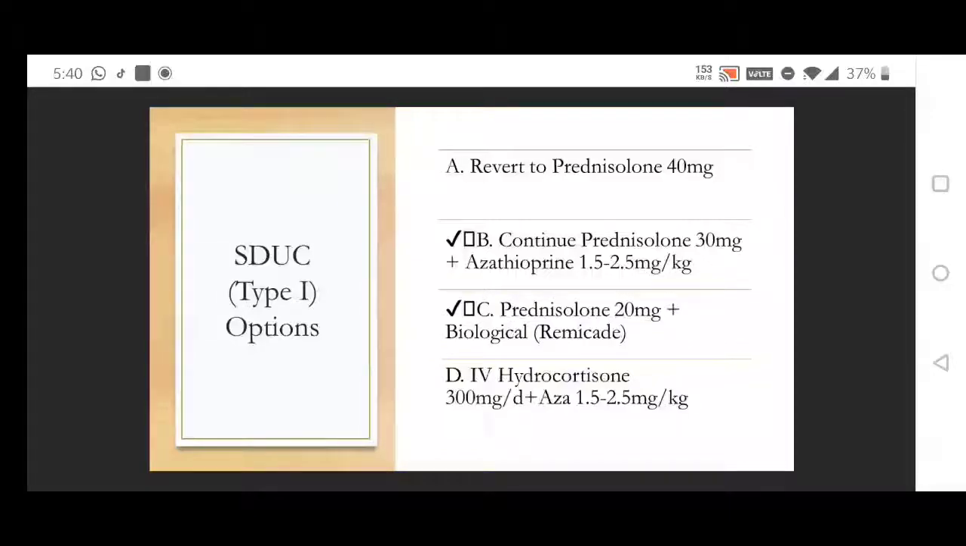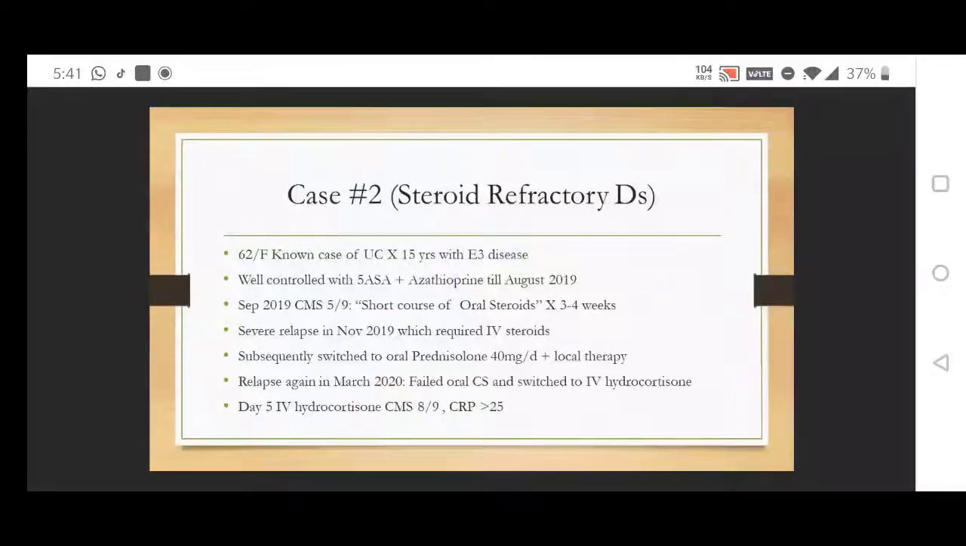You really don't need to give IV hydrocortisone, because IV hydrocortisone would have to be converted to prednisolone 40, and then you would come down, so you're actually wasting time. So this is not.